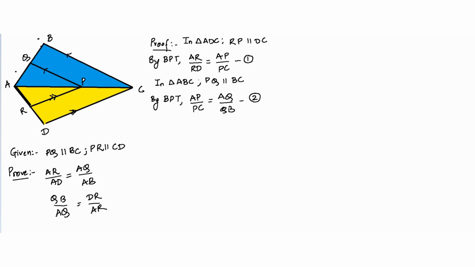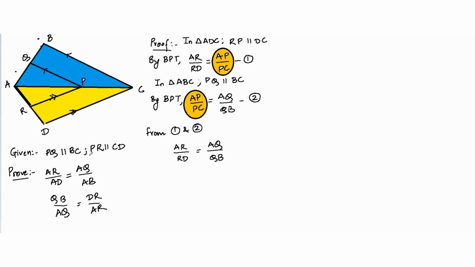And now you will notice that I have AP upon PC in both equations, right? So this is a good bridge that will now join the sides that I require. So from the first and second equation, I can say that AR upon RD is equal to AQ upon QB.